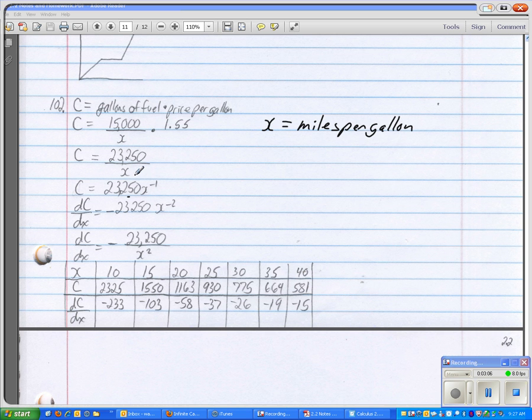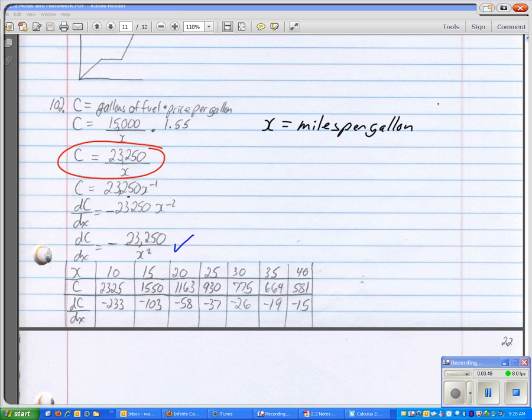If I rewrite that back as a fraction, it'll be easier to work with. So dC/dx equals negative 23,250 over X squared. Now we can fill in the table. We have X, then C, then dC/dx. When X is 10, put a 10 into C, and C equals 2,325. Since our price was in dollars, that'd be dollars.